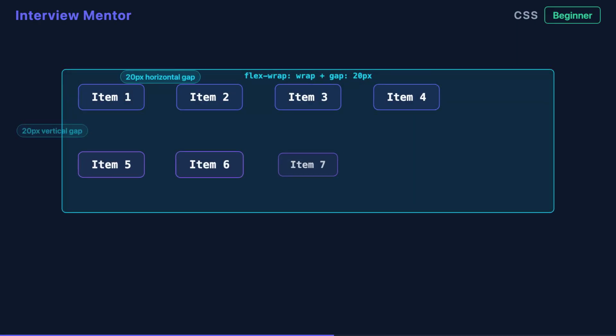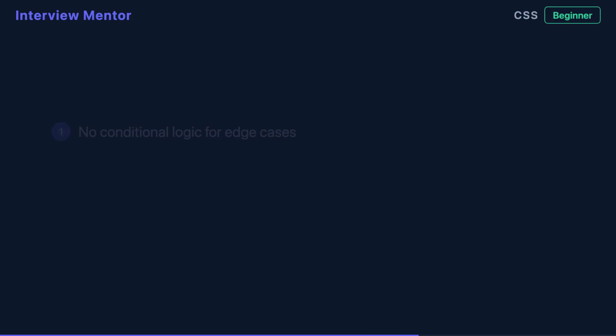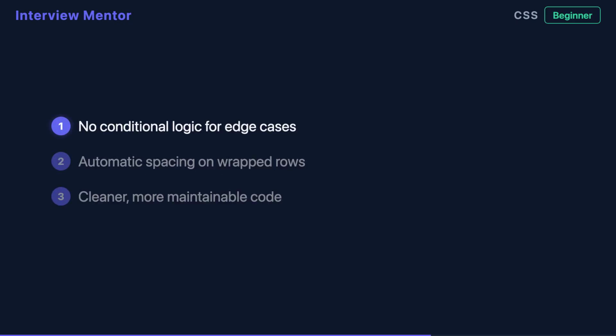Gap really shines with flex wrap. When items wrap to a new line, gap automatically maintains consistent spacing both horizontally and vertically. You don't need to worry about first child or last child selectors or different margin rules for wrapped rows. It just works. Compared to margins, gap is simpler and more maintainable.